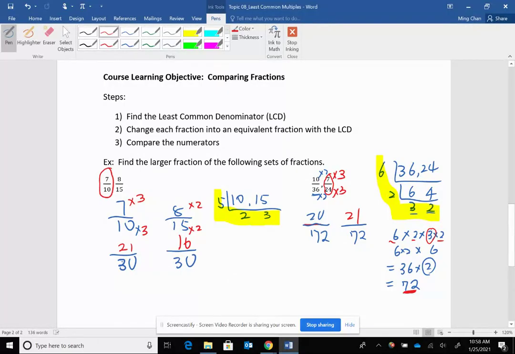All right, so just real quick, showing you how to find the least common multiple or LCD, and use the concept of an LCD to compare our fractions.